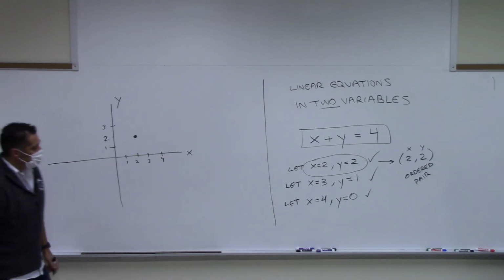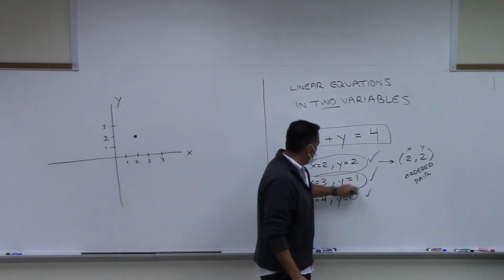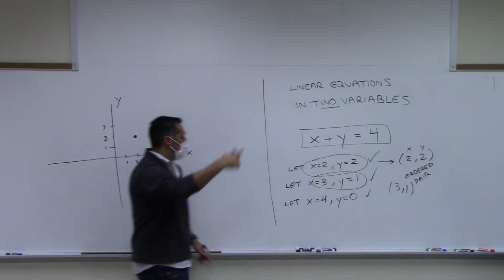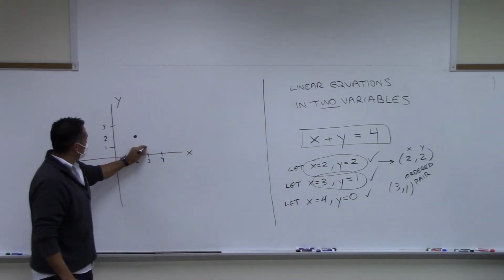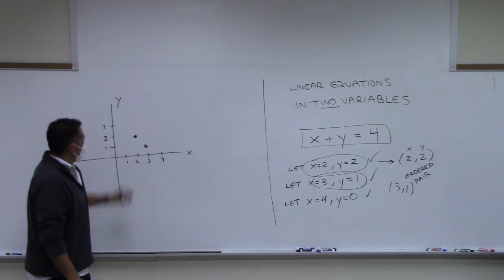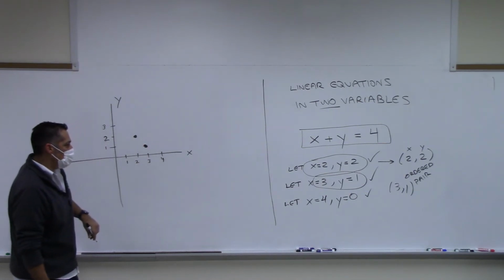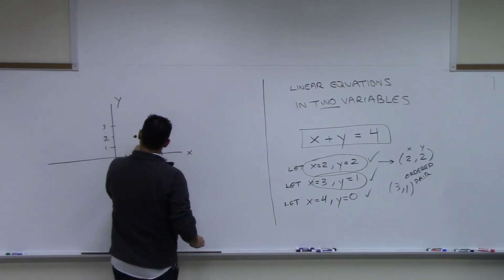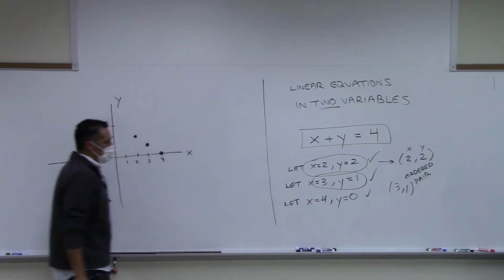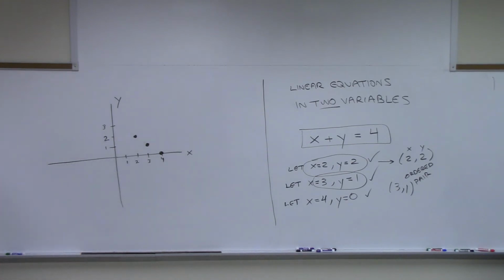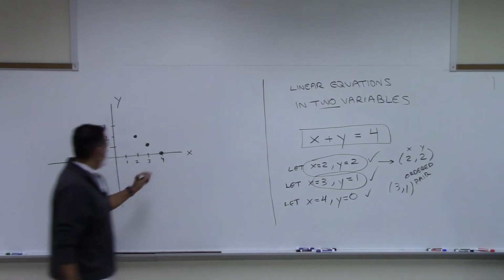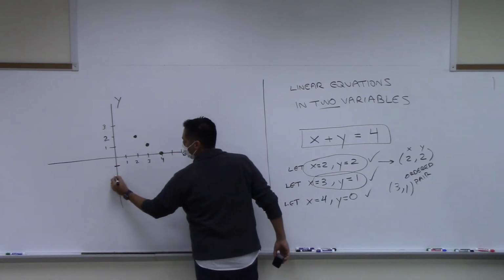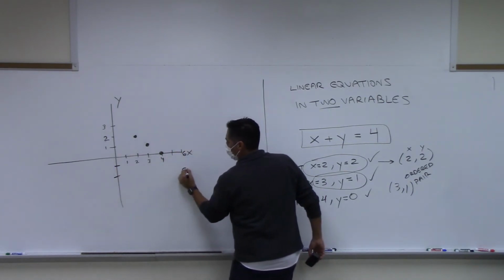And then I could keep doing this for all these, right? The next one would be 3, 1. So that means I'm going to go to the right 3 and up 1. And then I'm going to do the next one, 4, 0. Which was here. Oh boy, that's not very good. So 4, 0 is there. And then, was it 6, negative 2, right? That's what you said. So if we go out 6, here's 6, and we go down 2, right there.